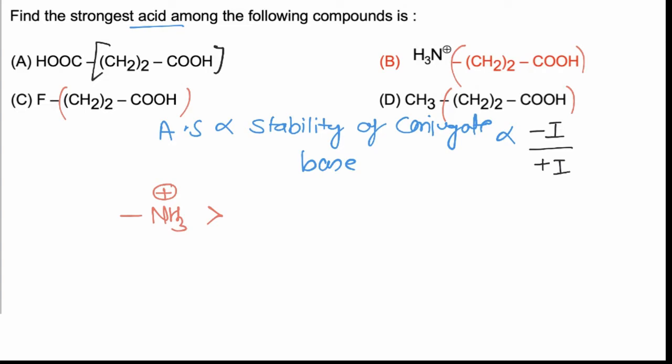Now then C double OH, then F, while in case of D, CH3 is present, which has plus I effect. So this will destabilize the conjugate base and decrease acidic strength. So the most acidic compound is B and the least acidic is D.